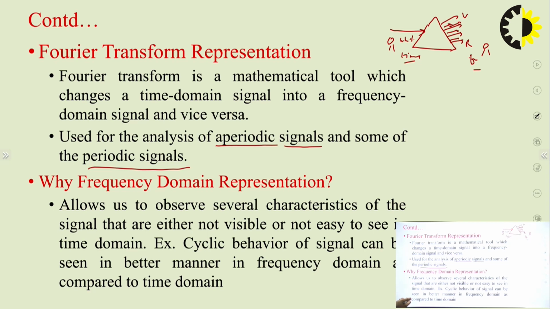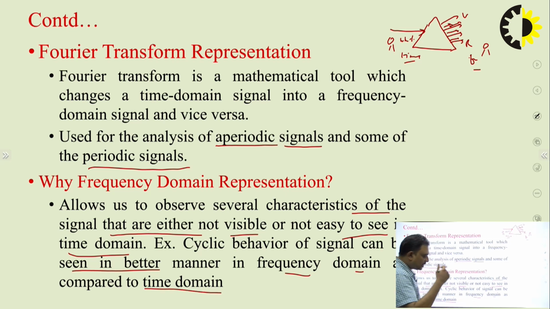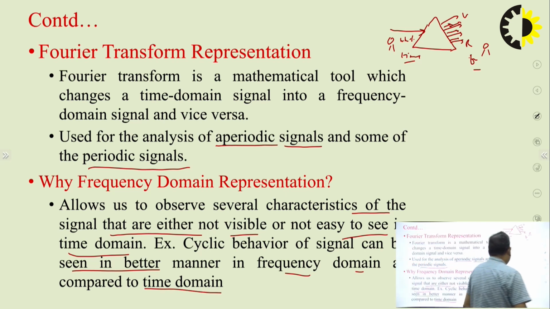Okay, next, why frequency domain representation? Because it allows us to observe several characteristics of the signal that are either not visible or not easy to see in time domain, that I have already explained. Like cyclic behavior of a signal can be seen in a better manner in frequency domain as compared to time domain. So if you want to see the cyclic behavior, then frequency domain representation is more appropriate as compared to time domain representation.